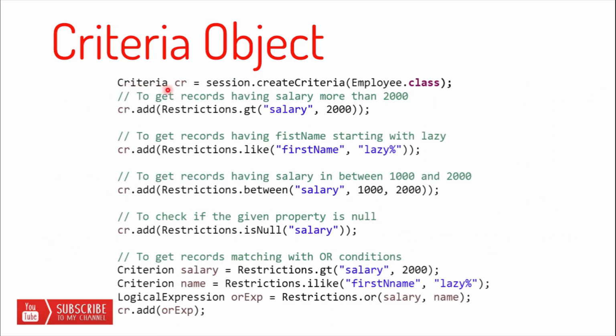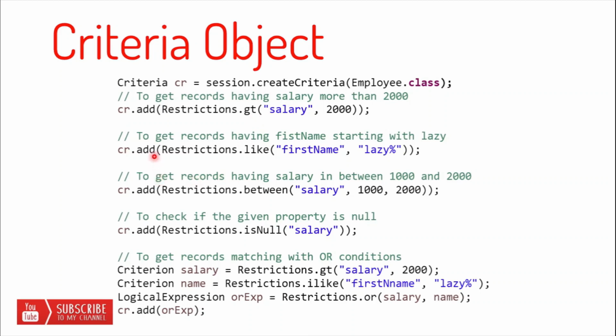Criteria is the class for which we need to create an object. So here we are creating a cr object, and using the session only we can create the criteria. So session.createCriteria, and there we need to provide the class name with .class as well. For Employee, we are going to create a few criteria that we'll explain here. The first one, to get the records having salary more than 2000, we can create a criteria like Restrictions.gt, which is for greater than, and then the name of the column, and then the value. This restriction has to be added to the criteria, so for that, we need to add cr.add and whatever restriction we are defining. Similar to greater than, we have less than and equal as well.